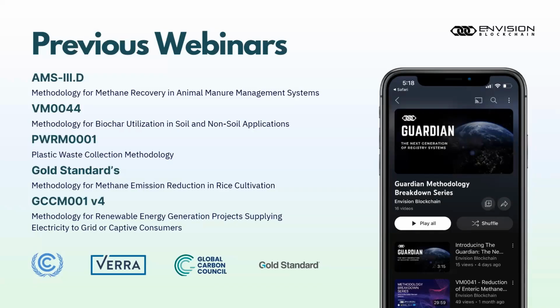So some of our previous webinars include AMS 3D, VM44. We also have some for plastics like PWRM 0001, Gold Standard's methane emission reduction in rice cultivation methodology, and recently, we covered one from Global Carbon Council, which was focused on renewable energy generation and projects applying electricity to the grid.